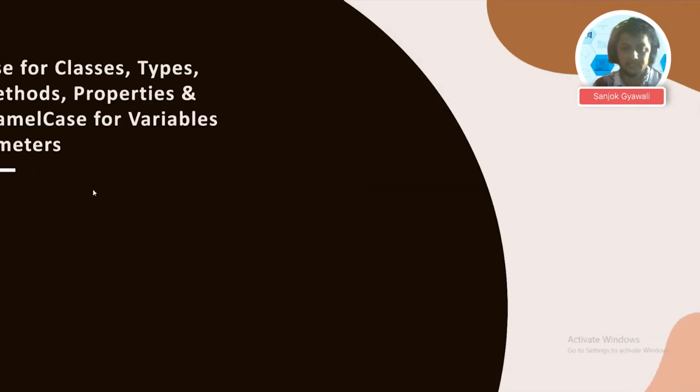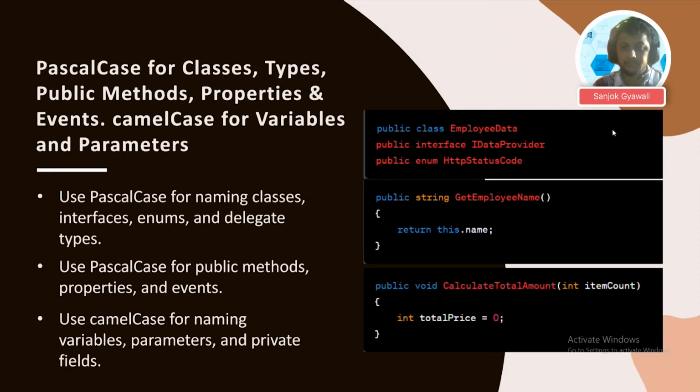As you can see on the right side at the top, we are using Pascal case for classes, and interfaces and delegates are also in Pascal case. Also, we use Pascal case for public methods, properties, and events. And we are using camel case for variables, as you can see in the last picture. But for the public methods, we are using Pascal case. This is how Pascal case and camel case are maintained in a C Sharp application.